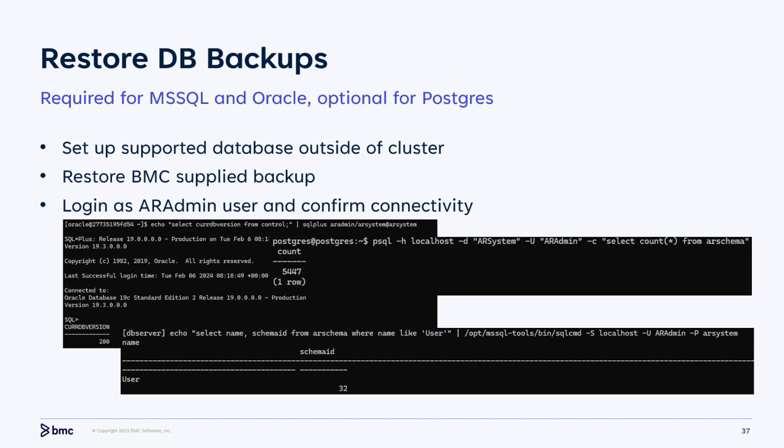In the examples there, we're just checking the version from the control table, looking at the users that are in the user form, and doing a count of the number of forms in the AR schema table. All of those queries use data from the AR System IS database. So that will help you understand and confirm that the database dump has been restored correctly, and avoid problems when you come to run the platform IS deployment later on through Jenkins.